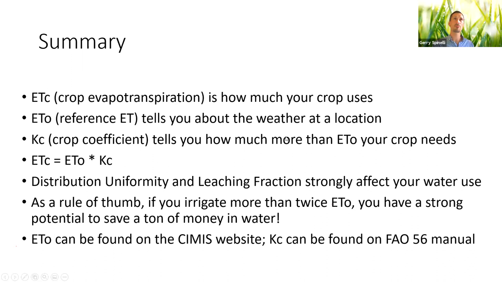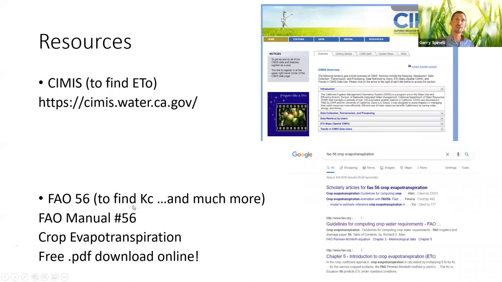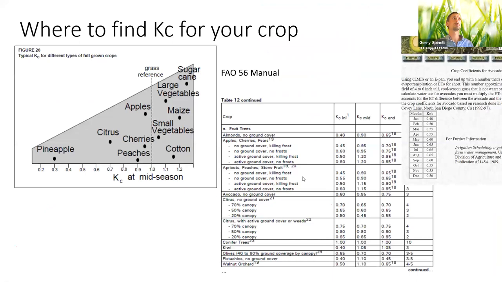But FAO manual 56 here, and all you have to do is Google FAO 56 crop evapotranspiration like I did here, and you will be able to download the PDF for free online. And towards the end, there is this big table. There are all these tables, that is the same that I showed here with the avocados. This one. You see, it says table 12 continued. It may be continued for 10 pages. So yeah, FAO 56.